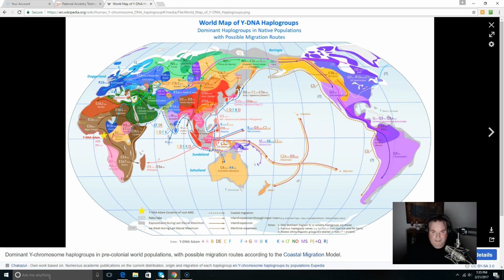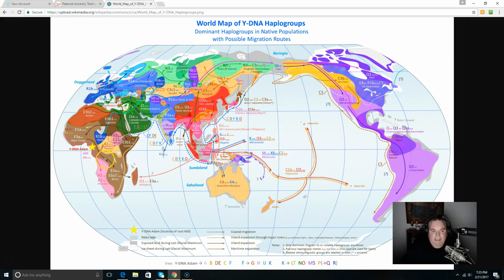Here's a map from Wikipedia, a world map of Y-DNA haplogroups. Dominant haplogroups in native populations with possible migration routes. And as we can see, here is the Adam notification here in Africa. Of course, with the Family Tree DNA map, it had Adam somewhere around here, but this one here has Adam on the western coast of Africa.